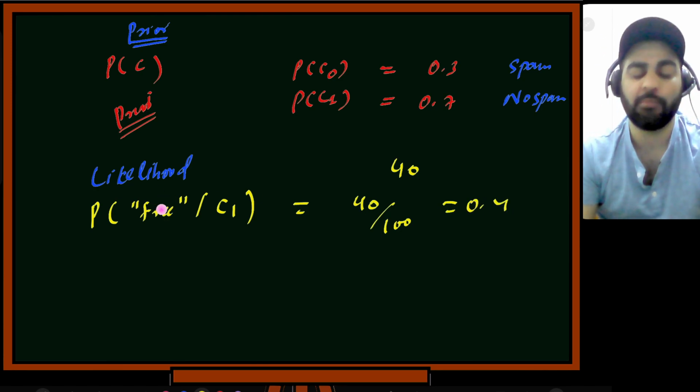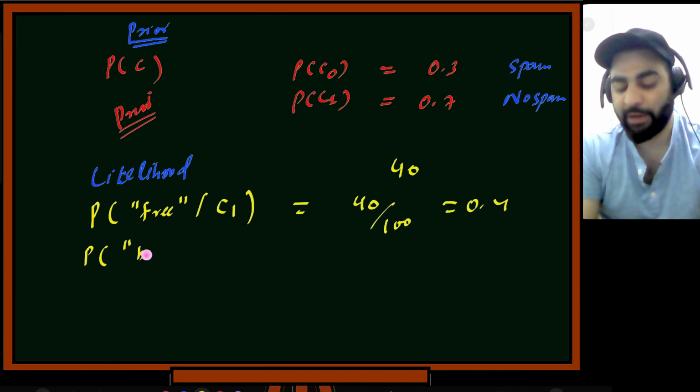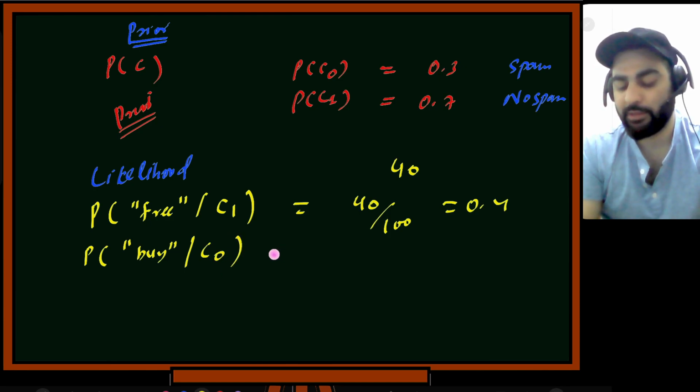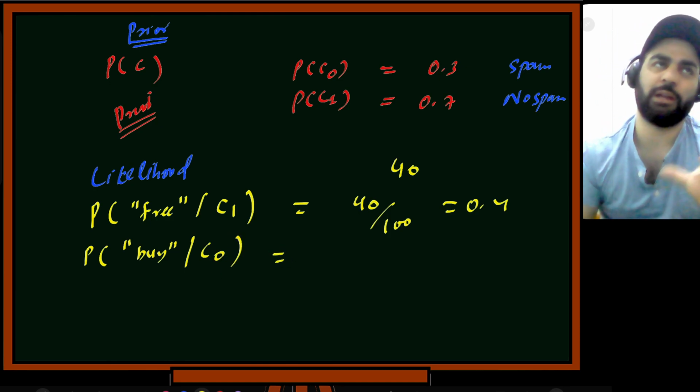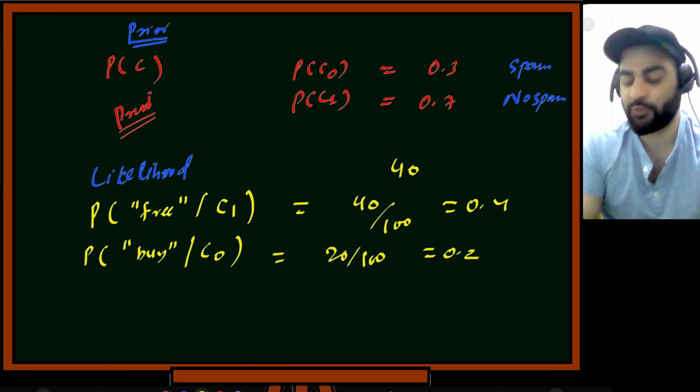So what is the probability of this word given that this is class 1? Let's suppose the probability that buy is in the email, given that it is class 0. Let's suppose buy is in total in 20 emails, so 20 by 100. So this is 0.2. This is called likelihood.